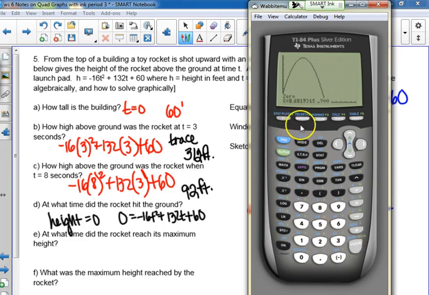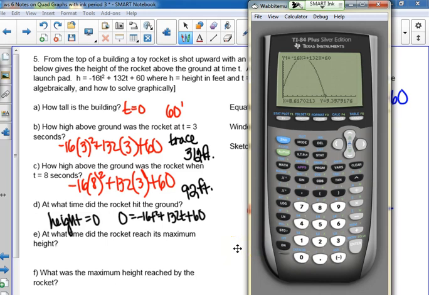I also will tell you at this point, I would have changed my window. I would have made some negative y, like negative 50 maybe even, so that when I'm tracing, it doesn't cut off my whole picture. Do you see what I'm talking about? I would have moved it up a little bit on the window.